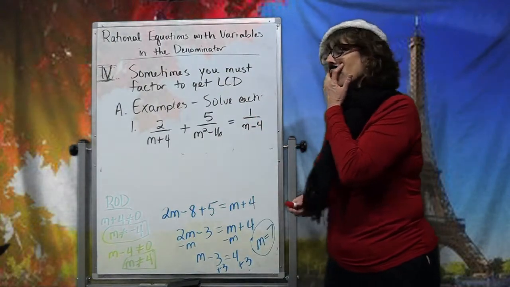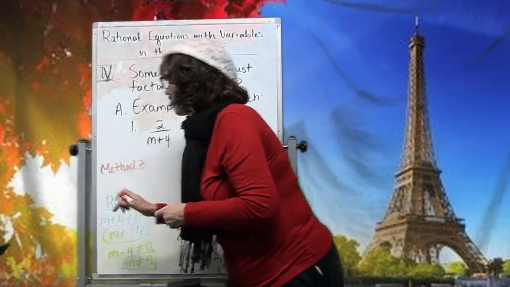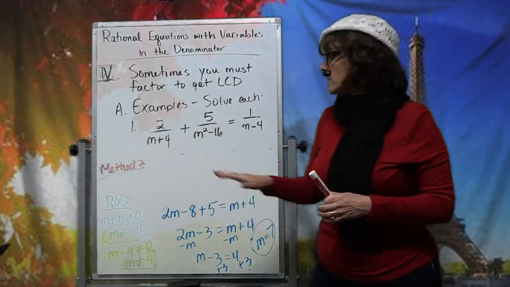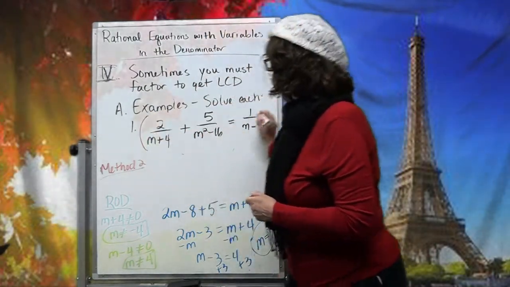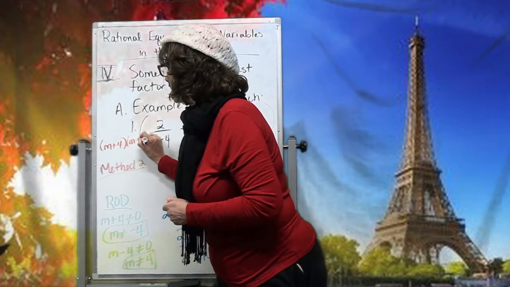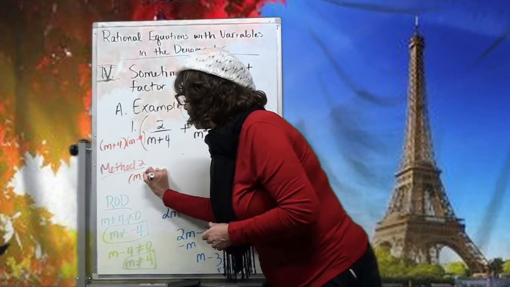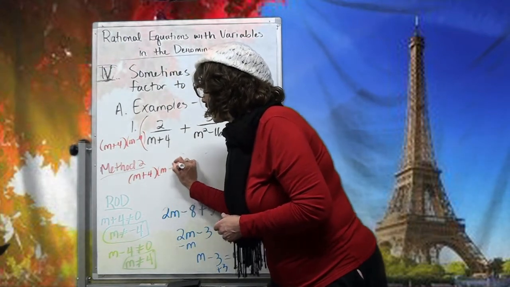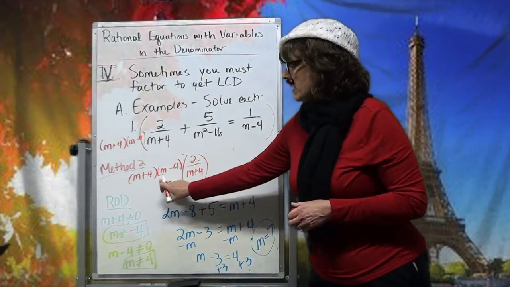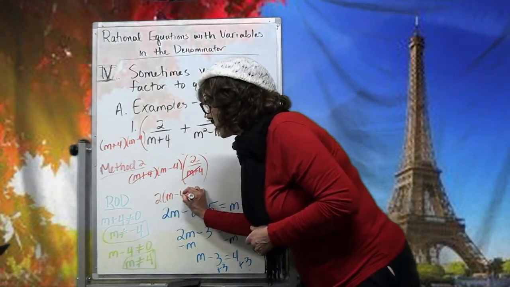So remember, I'm going to take this equation in method 2 and I'm going to multiply every single term by that LCD. So we've already figured out the LCD is m plus 4, m minus 4 because we factored this. So I'm going to take every single term, multiply by an m plus 4, m minus 4. Every single term. So when I take my 2 over m plus 4 and multiply it by my LCD, notice the m plus 4's cancel out. And I am just left with a 2 times m minus 4.